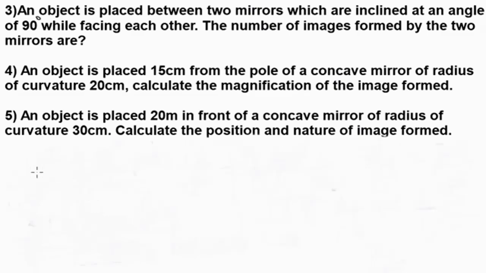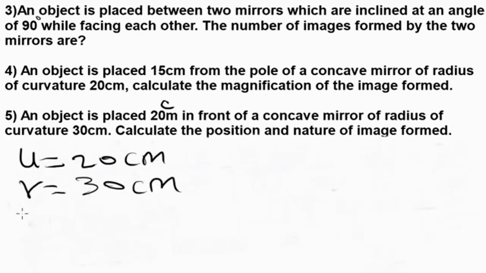In this question, the object distance, which is our u, is 20 cm, not meters. Correct it, it's meant to be 20 cm, because the unit has to match the radius of curvature. It's a typographical error, so 20 cm. Correct it, guys. Now we have the radius of curvature r to be 30 cm. We don't have the image distance, it is unknown, and we are asked to calculate the position and nature of the image formed.